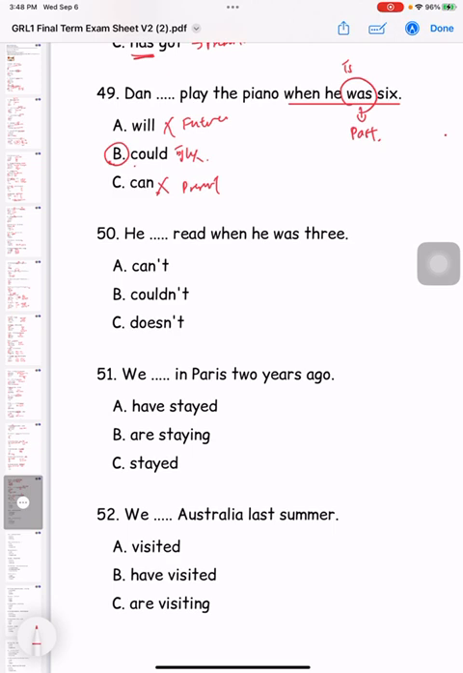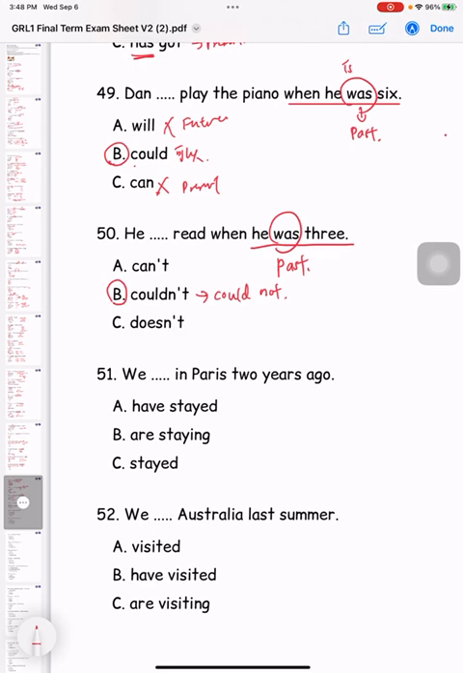Okay, so 50, he read when he was 3. Okay, so same thing. It was in the past again because of the word was. Right? So which one is in the past? Couldn't. So couldn't actually means could not.